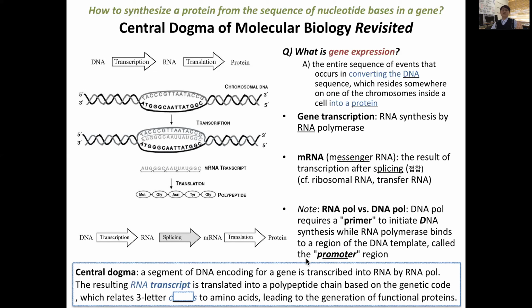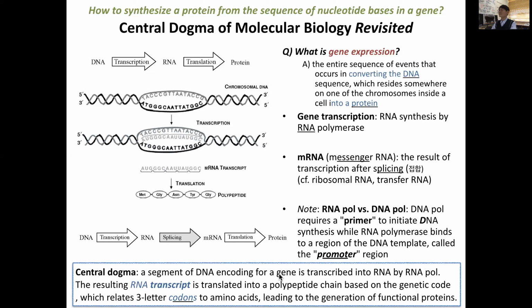So in a nutshell, the central dogma is that a segment of DNA which encodes a gene is transcribed into RNA by RNA polymerase. The resulting RNA transcript is translated into a polypeptide chain based on the genetic code. And that genetic code is a three-letter code, so the name is codons, which specify amino acids. And this leads to the generation of functional proteins.